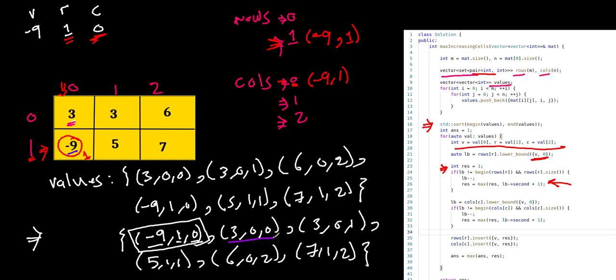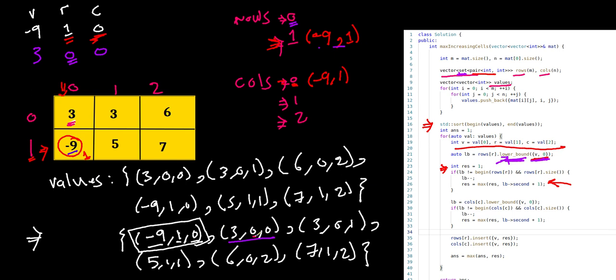Then we move to the next cell. We have the value 3 at 0,0, the row 0. So we look at row 0, again it's empty. Lower bound is doing binary search in C++. And remember, a set also stores the pairs in sorted order, so that we can do the lower bound binary search.